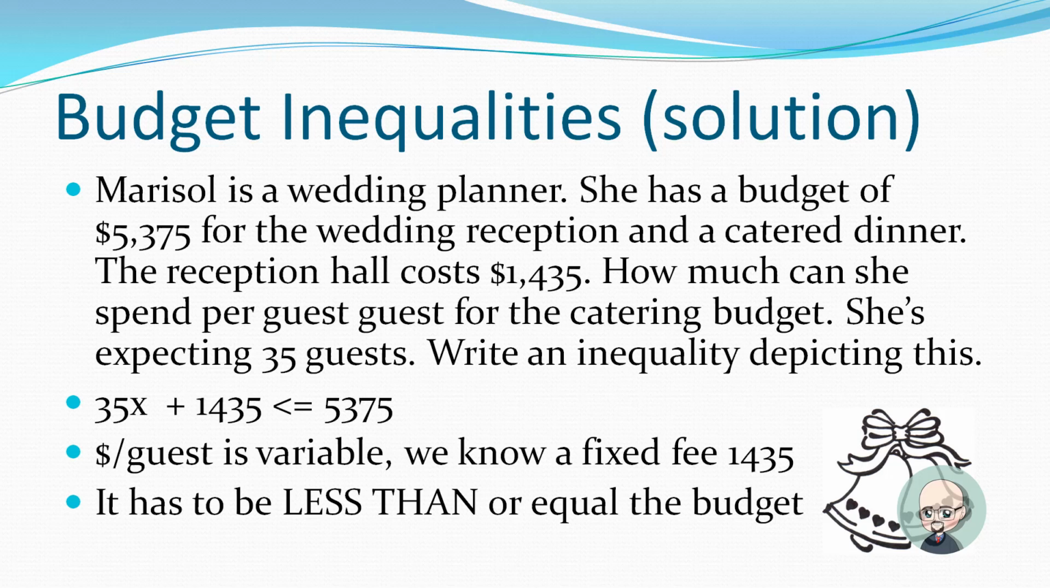So write an inequality depicting this. We have 35x. That's how much you can spend per guest. Okay, and this is the equation. The money per guest is a variable. We know the fixed fee is $1,435 and it has to be less than or equal to the budget.